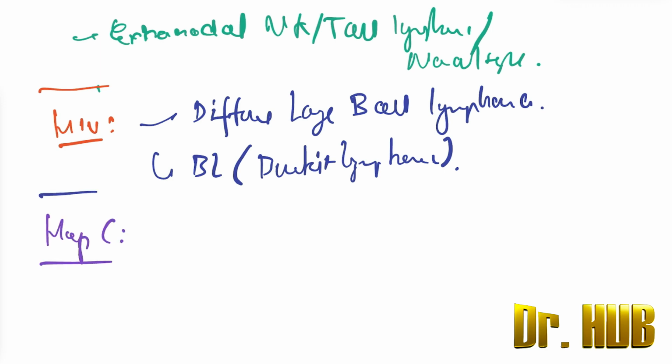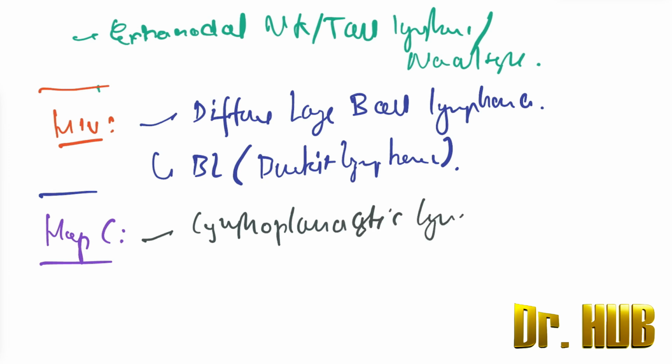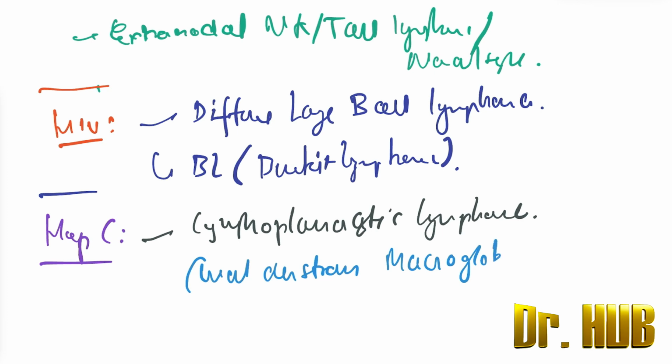Next, we are going to look at hepatitis C, that is Hep C. Hepatitis C includes lymphoplasmacytic lymphoma, which includes Waldenstrom's macroglobulinemia. So this is under hepatitis C. HIV, it was diffuse large B cell lymphoma as well as Burkitt's lymphoma.